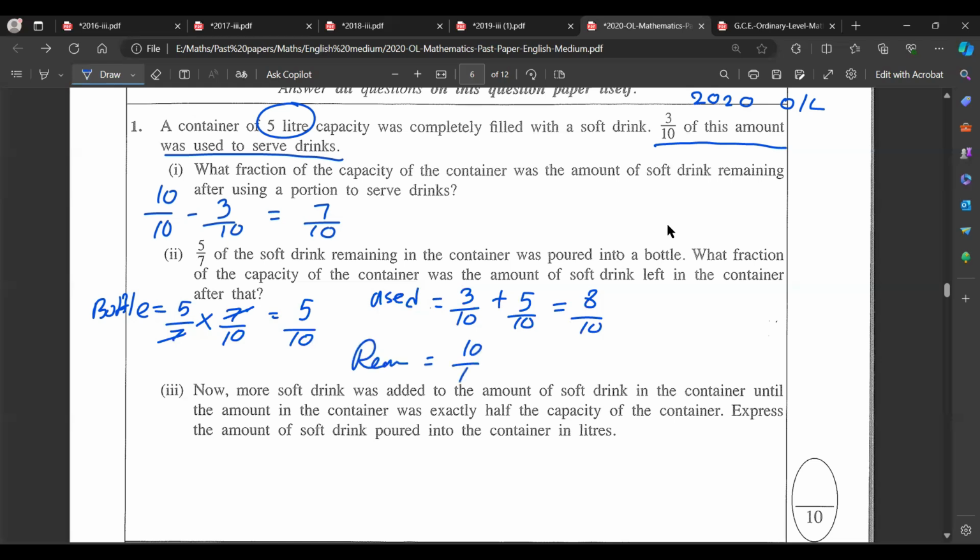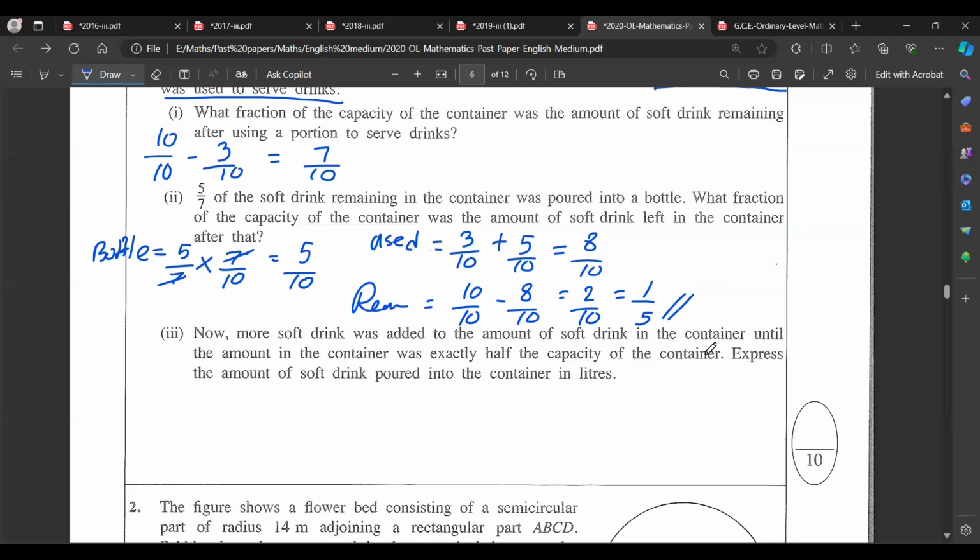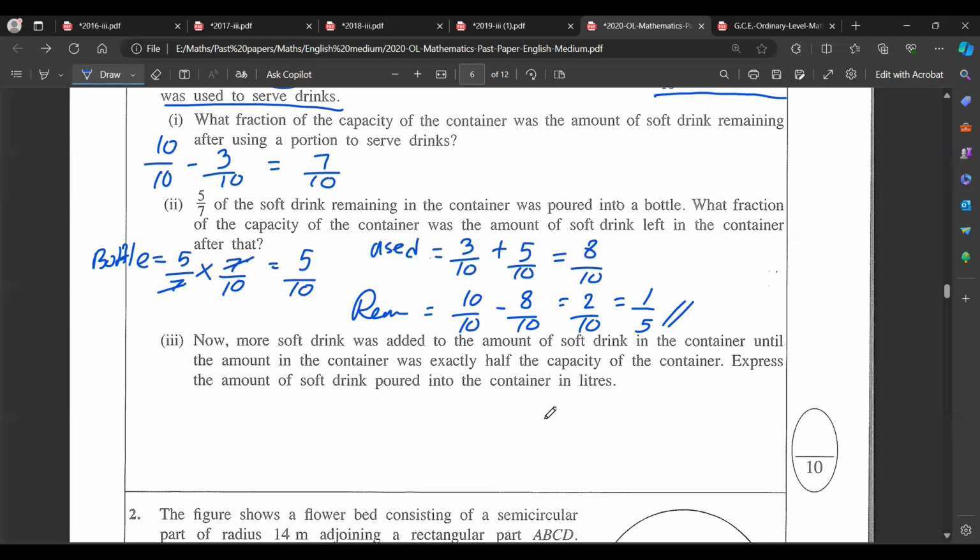You are having 10 parts. You are using 8 parts. Remaining what? 2 out of 10, otherwise 1 over 5. Now the remaining part is 1 over 5. Now it is filled until 2 out of 10. Yes. Now think what happened. This is something easy, no?